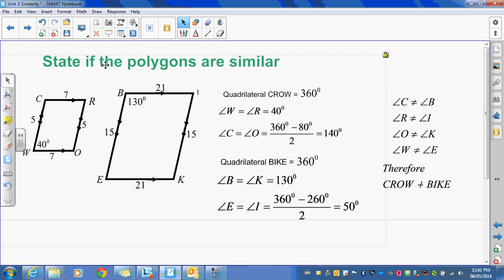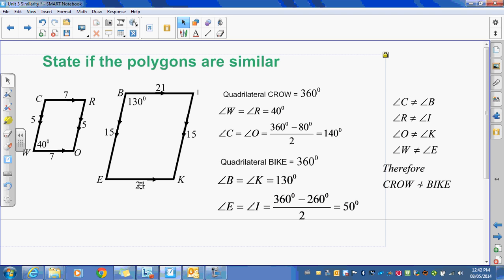All right, let's take a look at example number 2. Are the polygons similar? Here we have figure CROW, or crow, and we have figure BIKE, or bike. And so we want to know if quadrilateral crow is similar to quadrilateral bike. Well, the first thing we have to remember is that every quadrilateral has 360 degrees in it.